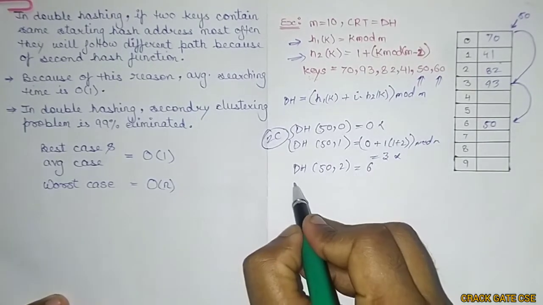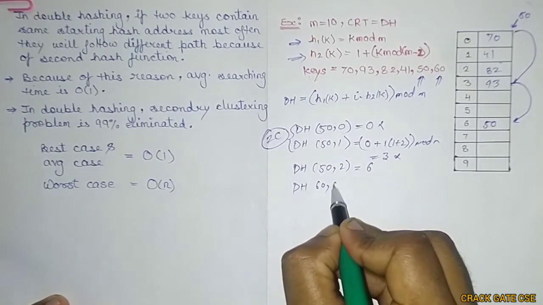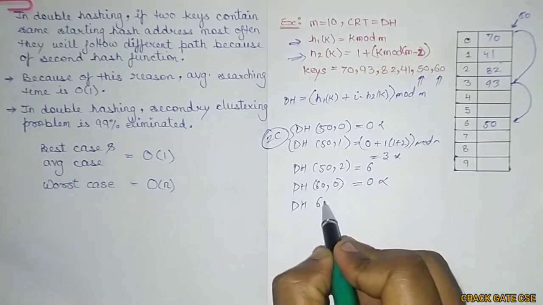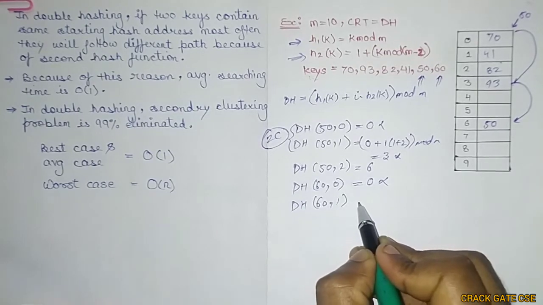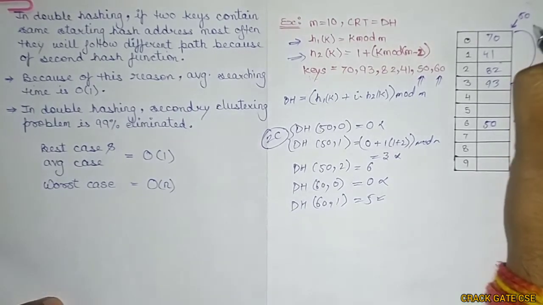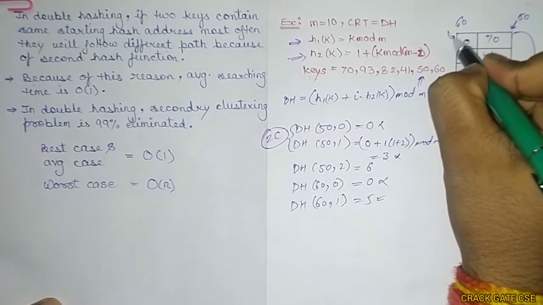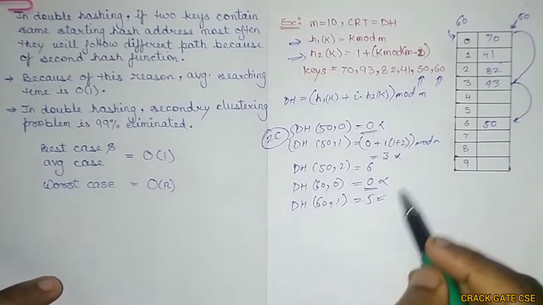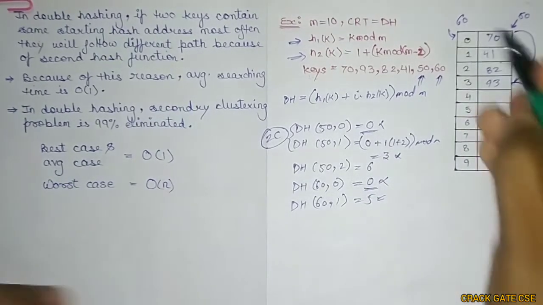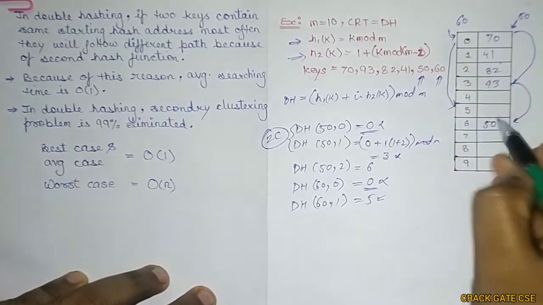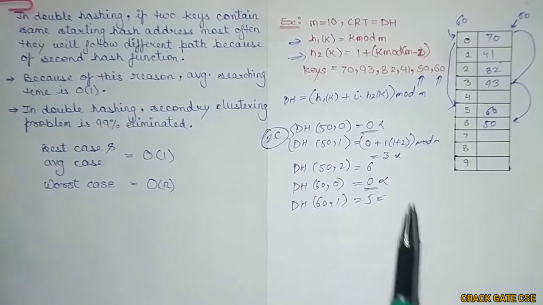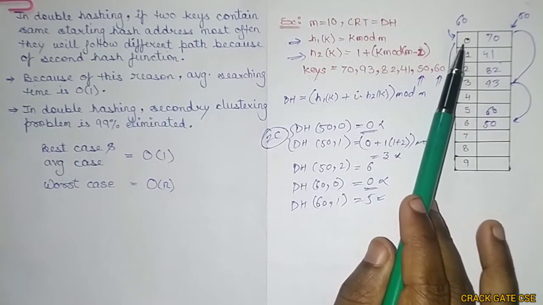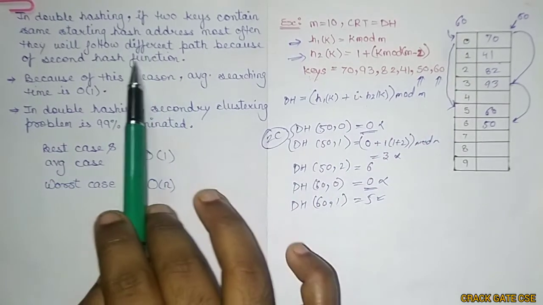Now check for 60. If you check for 60 comma 0, it will initially be 0, so there will be a conflict. If you find out 60 comma 1, it will be 5. So 60 is again starting from this first place only, because the initial is 0 like 50, but now instead of moving on to 3, it is directly moving on to 5. So 60 will be stored here. Here you can see that in double hashing, because of this second function, they are starting from the same hash address, but they are not following the exact path, they are following a different path.